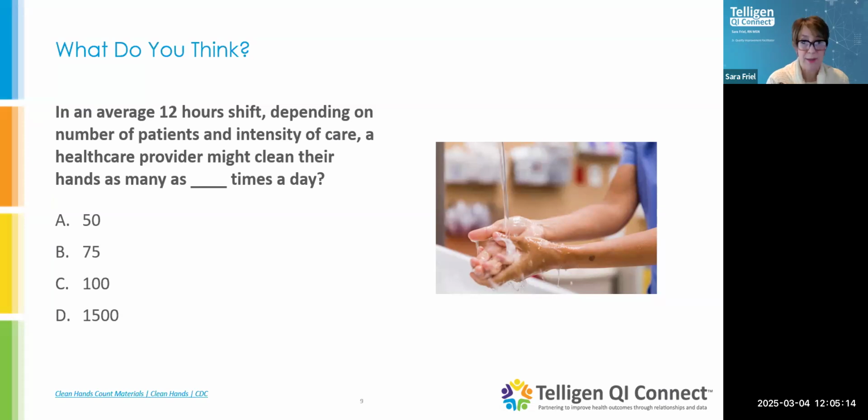So what do you think? 50, 75, 100, or 1,500? We'd like as many of you to respond as you can, so go ahead and take a guess. All right. We see a lot of 100s. So that is correct. If you answered C, 100, you got that answer correct.